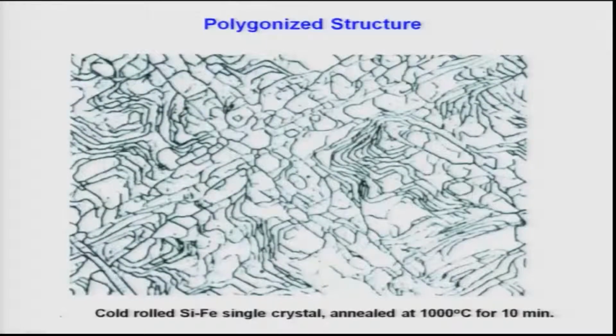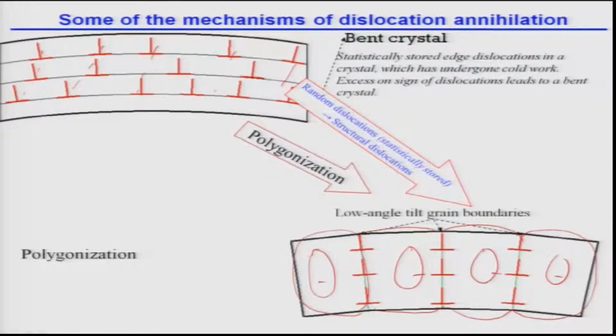See, this is a polygonized structure in an iron silicon steel, single crystals, which was deformed and annealed for about 10 minutes at 1000 degrees Celsius. As you see here, a lot of small angle boundaries, obviously because polygonized structure means these dislocations get arranged in a particular fashion, like these dislocations get arranged on top of each other, and this forms a low angle tilt or twist boundary. So, that is what you see here.